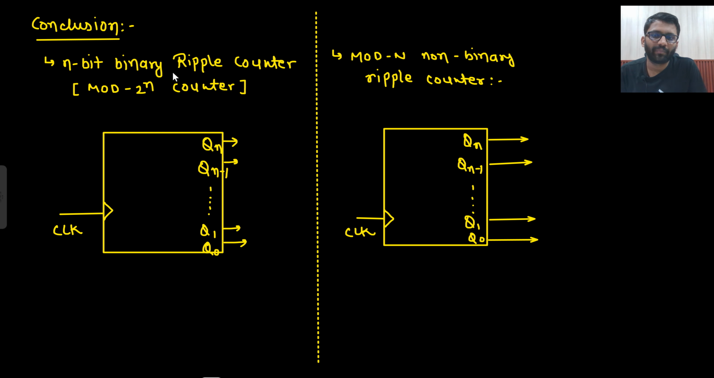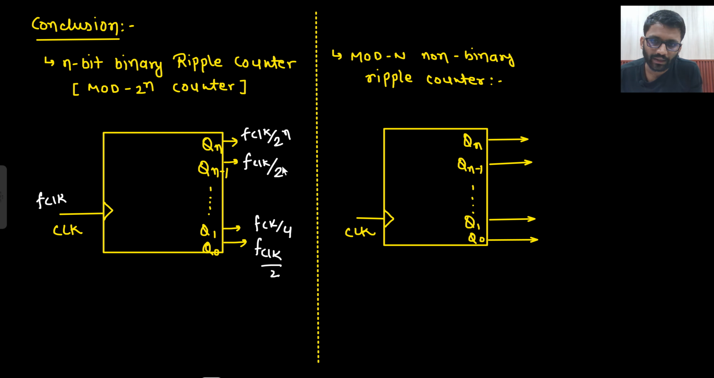In an n-bit binary ripple counter, that means it goes all the way from 0 up, or all the way down, all the states will be there. If all the states are there, then certainly what we have applied is F clock, this will be F clock by 2, this will be F clock by 4. In that manner, the last one will be F clock by 2 to the power n. F clock by 2, 4, 8, 16, 32, in that manner it will go.